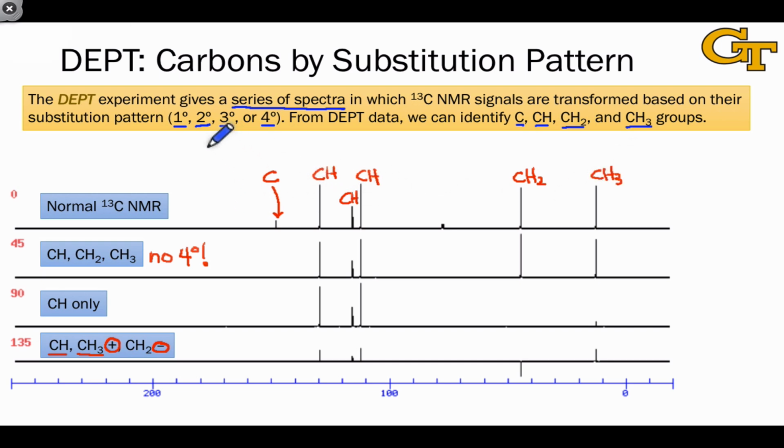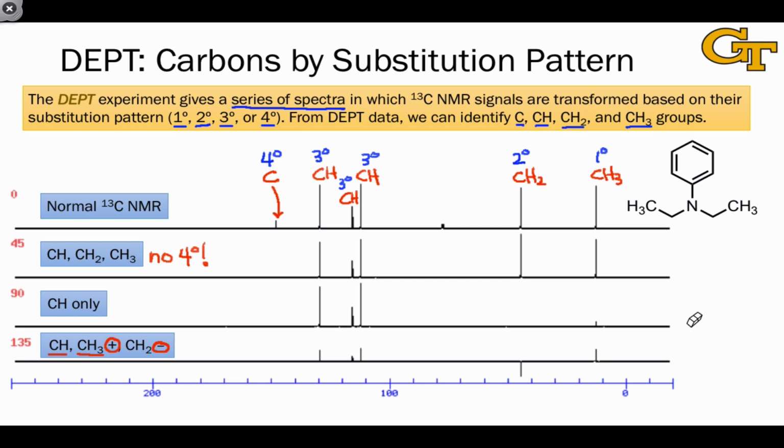And just to summarize, in the language of substitution pattern, we would say that this carbon is quaternary. These carbons are each tertiary, or methines. This carbon is a methylene, or secondary. And this carbon is primary, or a methyl group. Here's the molecular structure of the compound that corresponds to this DEPT spectrum. And the DEPT information actually helps us make assignments in this case greatly.